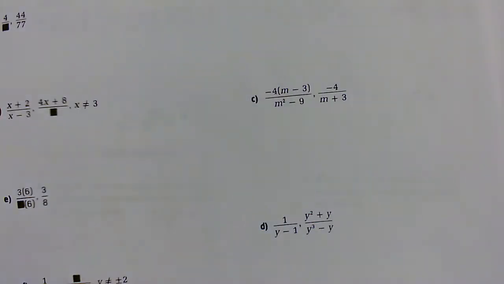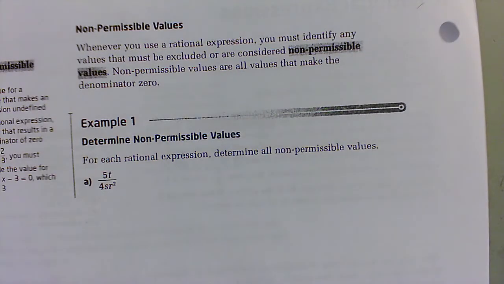So let's look at a couple more examples here. Equation like that, math equation. I do math just for fun, you know that. So they're called non-permissible values. One of the things that we're going to do today is just determine what those values are.